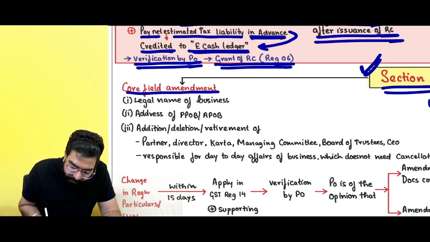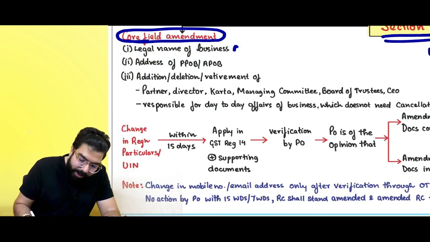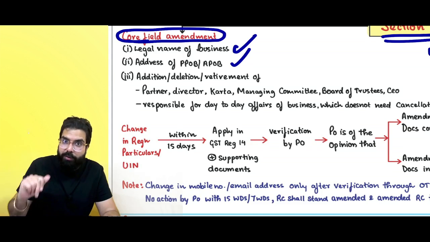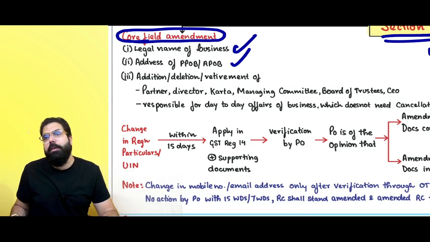Sir, when an amendment of a core field is to be done, like a change of legal name, address of principal place or additional place of business, you have to give your fresh rental agreement, etc. Whatever documents you have to give, the PO will verify. Only then will he grant the registration amendment.